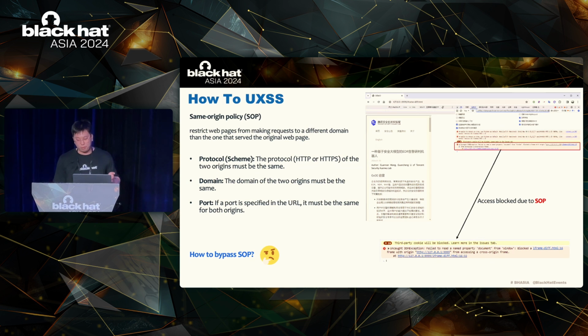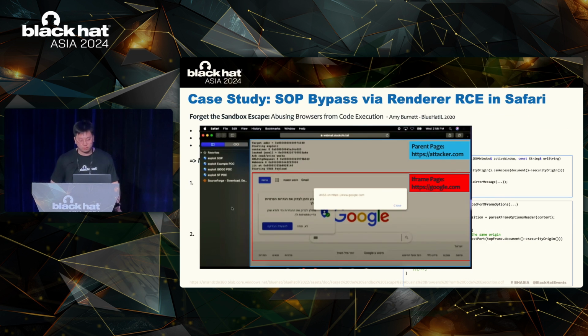The triples are applicable: protocol, domain name, and port. In our case, the domain of the iframe is different from the parent page, so the access is blocked. Now, the question is how to bypass SOP.